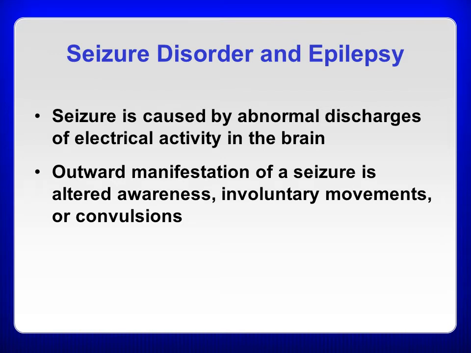Okay, seizure disorder and epilepsy. A seizure is an abnormal discharge of electrical activity in the brain. The outward manifestation of this is a combination of altered awareness, as far as an individual's surroundings, and involuntary movements or convulsions. Seizures themselves could happen aside from epilepsy.